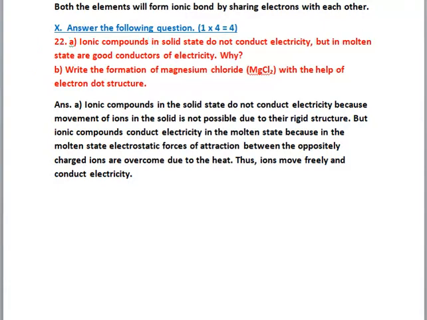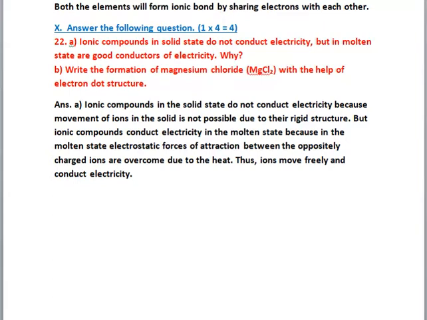Ionic compounds in solid state do not conduct electricity. What are ionic compounds? The compounds which are formed by the transfer of electrons. They are telling us that in solid state an ionic compound will not conduct electricity, but in molten state they are good conductors of electricity. Why?